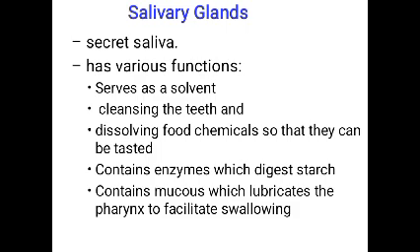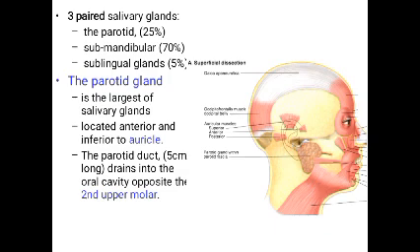It serves as a solvent, cleansing the teeth and dissolving food chemicals so that they can be tested. It contains enzymes which digest starch. It contains mucus which lubricates the pharynx to facilitate swallowing. There are 3 paired salivary glands: the parotid 25%, submandibular 70%, and sublingual glands 5%.